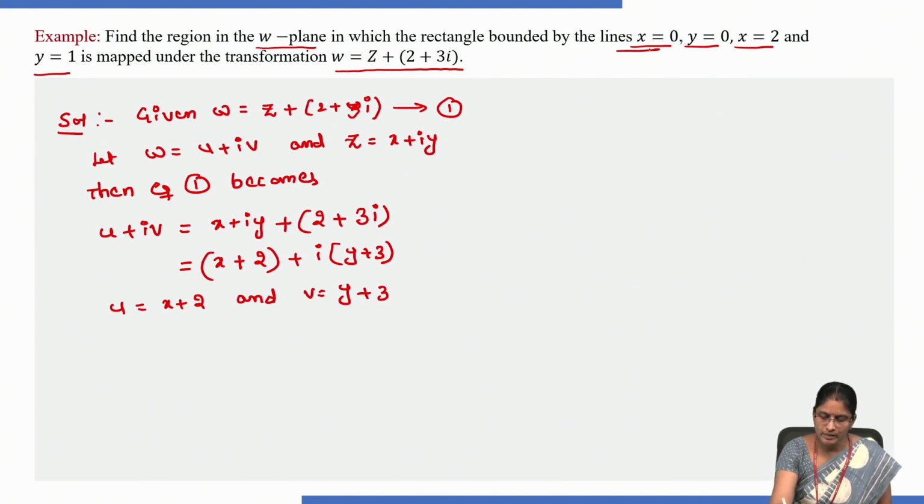Here the rectangle bounded by the lines is given. Use these lines: x equal to 0, y equal to 0, x equal to 2 and y equal to 1. When x is 0, substitute here x equal to 0, we get u is 2. Take another point, when y equal to 0, v is equal to 3.